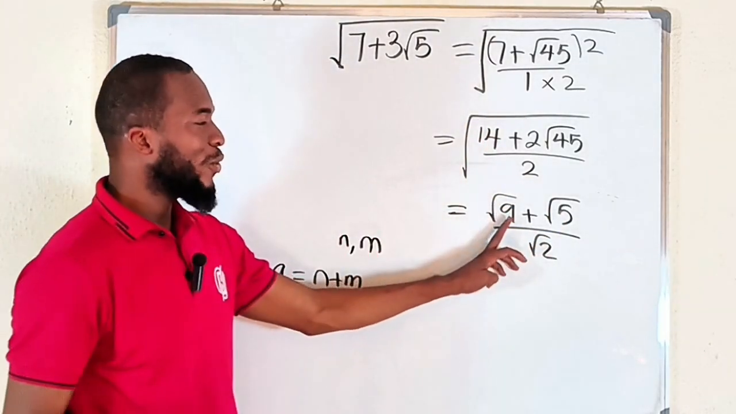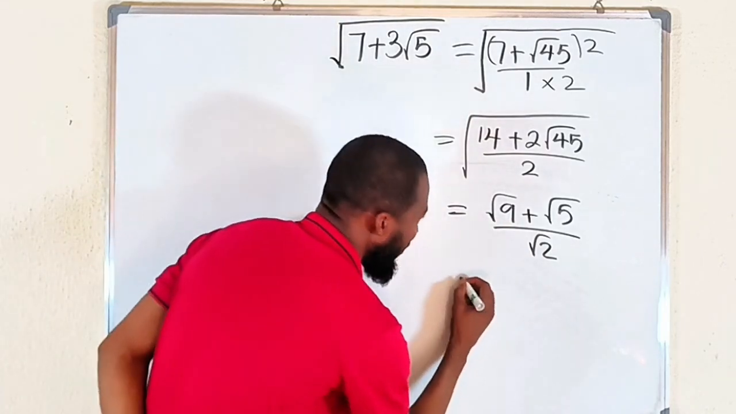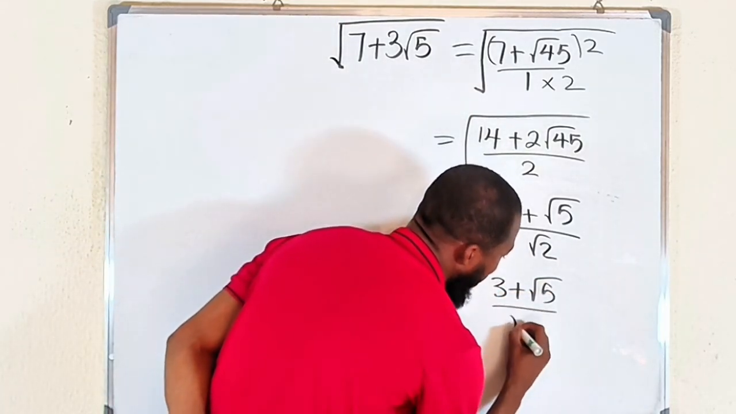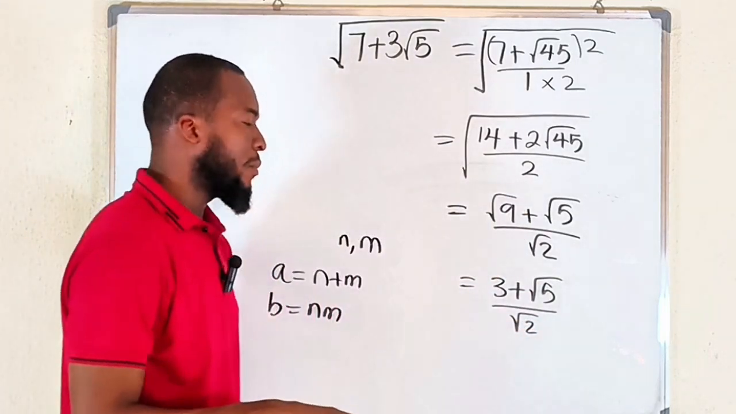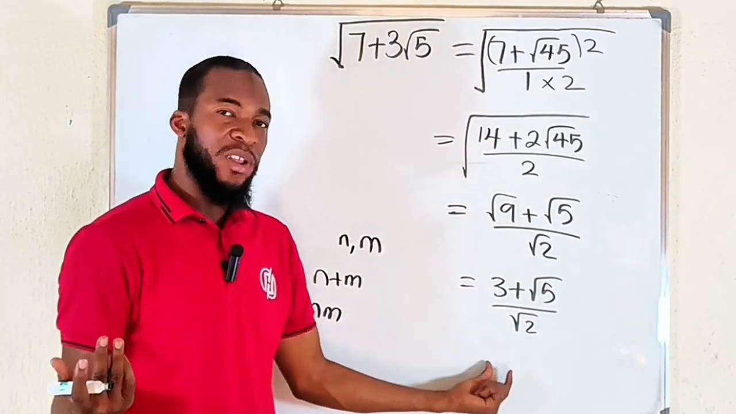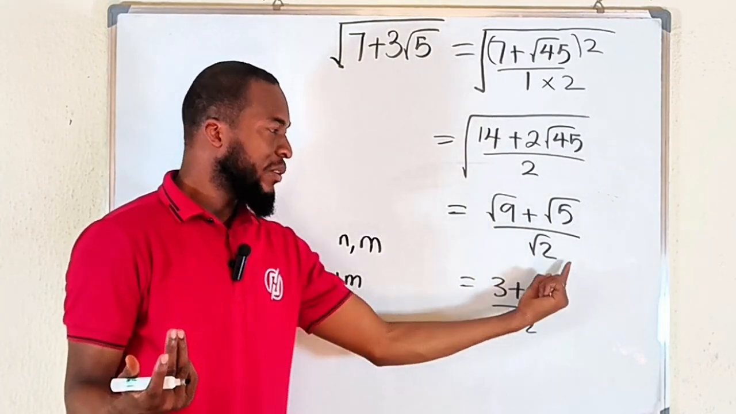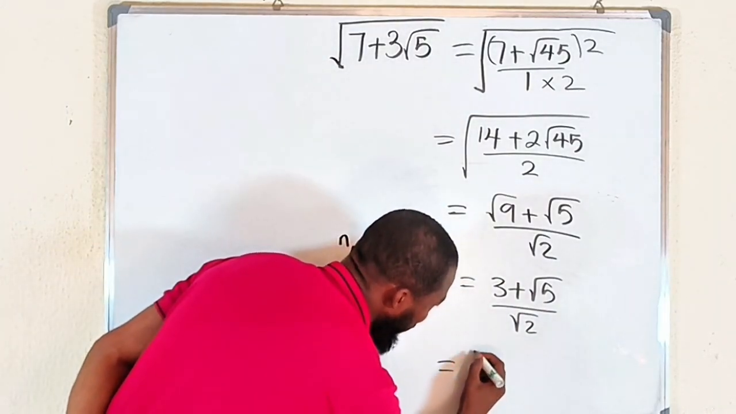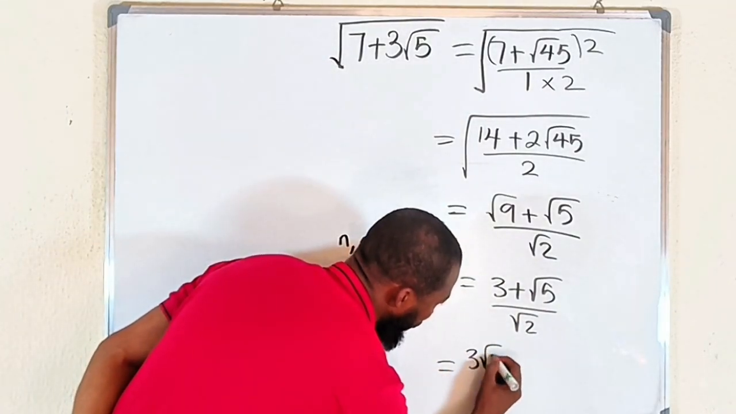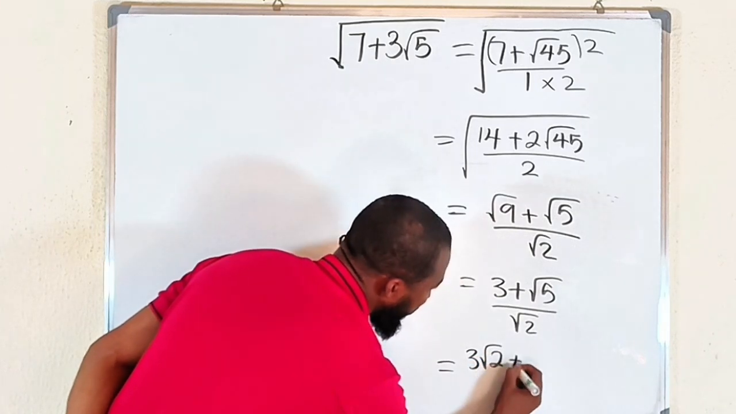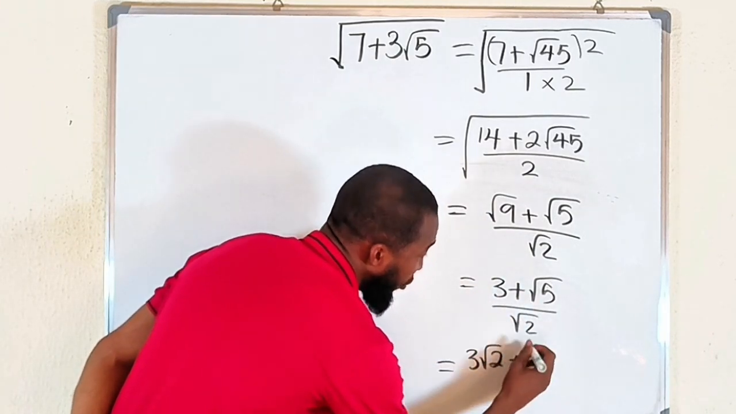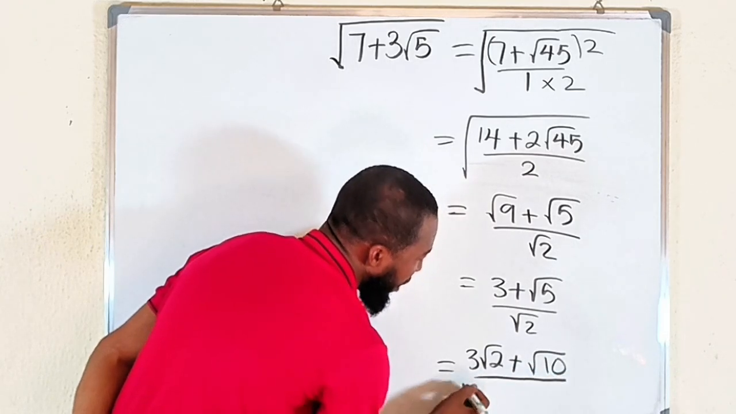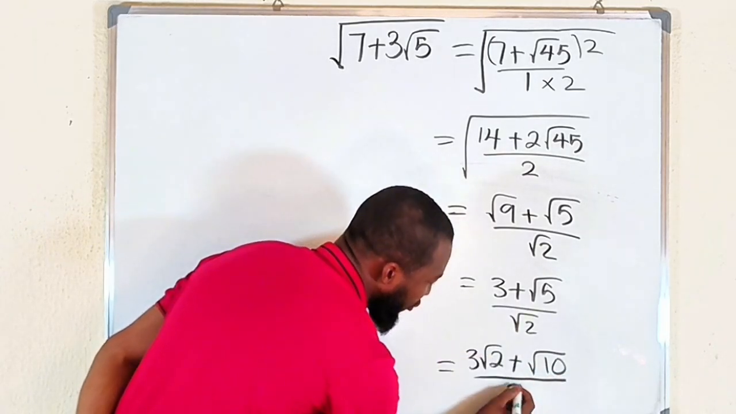But we know that square root of 9 is 3. So this is equal to 3 plus root 5 divided by root 2. Next, if you like, you can rationalize the bottom. Multiply the top and the bottom by square root of 2. So 3 times square root of 2 is 3 root 2, plus root 2 times root 5 is root 10, divided by root 2 times root 2 is 2.